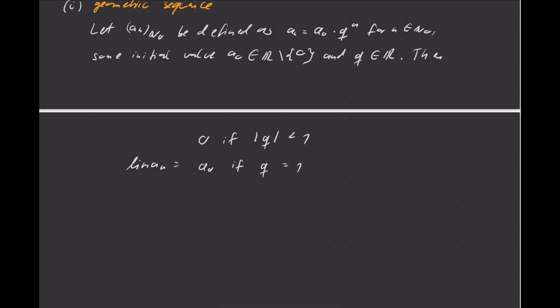And if Q is greater than 1, then Q to the N will increase. So we get a sequence that is unbounded. That means we have infinity if Q is greater than 1 and A0 is positive. If A0 is negative, we'll of course have minus infinity.